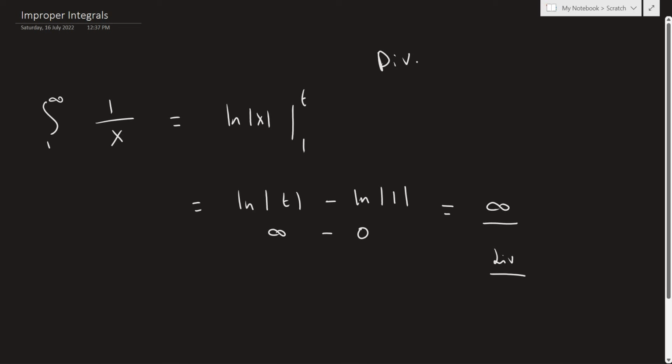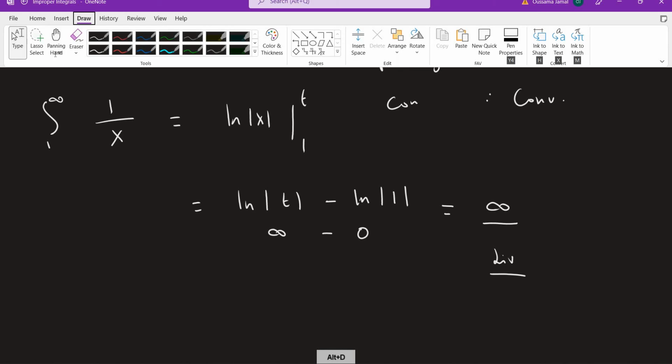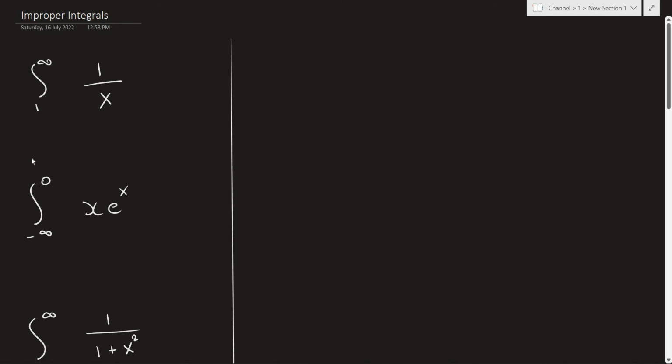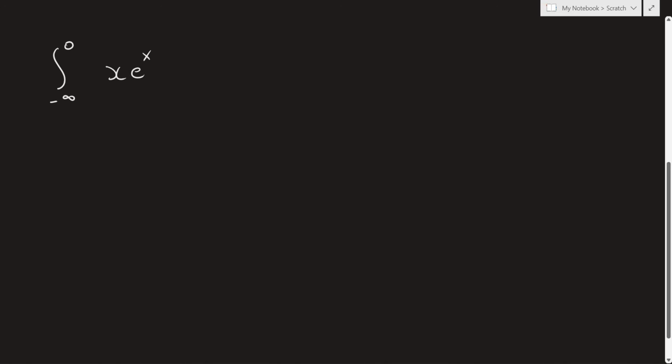For simplicity, I'll call divergent div and convergent con. Okay, so next question. The first thing I notice is that there's two parts in this integration, meaning that we have to use integration by parts. So u will be x and v prime will be e power x. The derivative of x is 1, while the integration of e^x is simply e^x. So I'll use integration by parts and I'll leave these two for later.